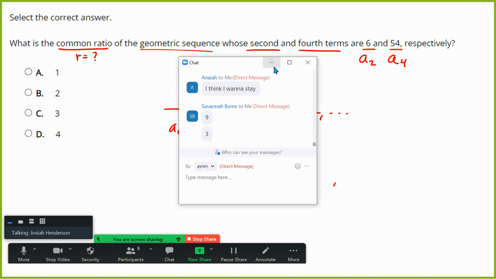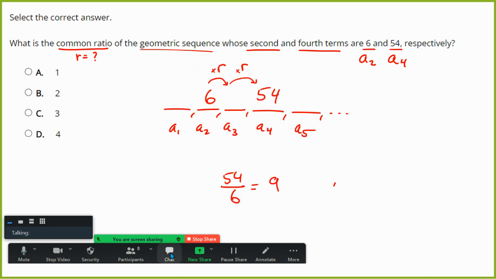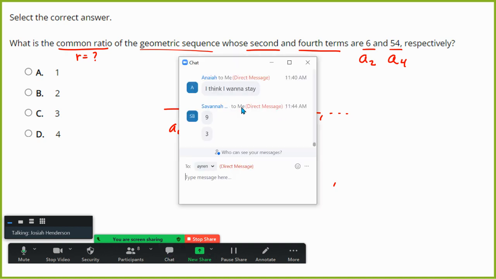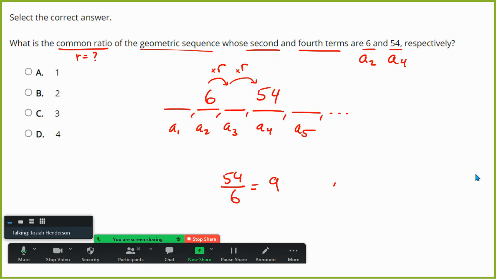No. Savannah? Savannah said in the chat, is that to everybody? No, it was just a direct message. Savannah remembered one from her past. There is one number we can do that with.